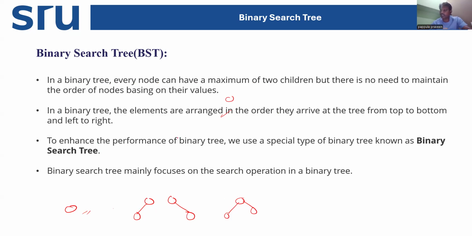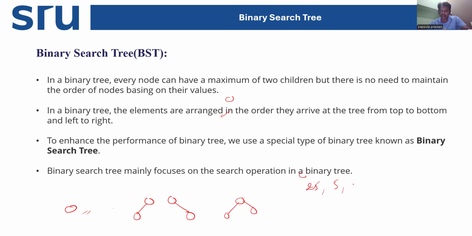Now when we create the binary tree, the time complexity will increase. So that's why we are moving from binary tree to binary search tree. In a binary tree, every node can have a maximum of two children, that's why we call it a binary tree. A root contains at most two children, but there is no need to maintain the order of nodes based on their values in the binary tree. I want to take one example here.